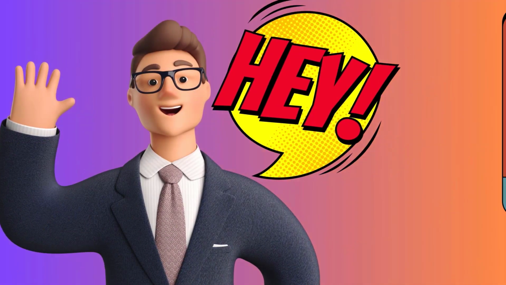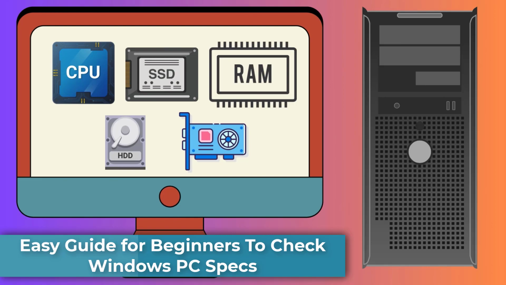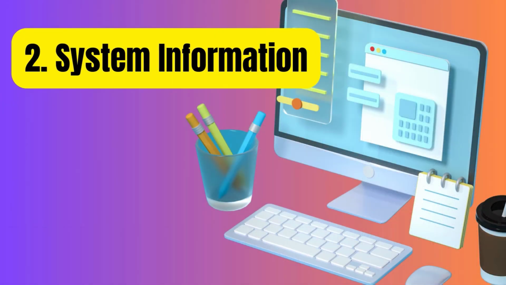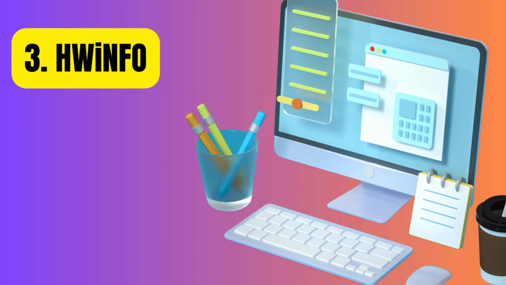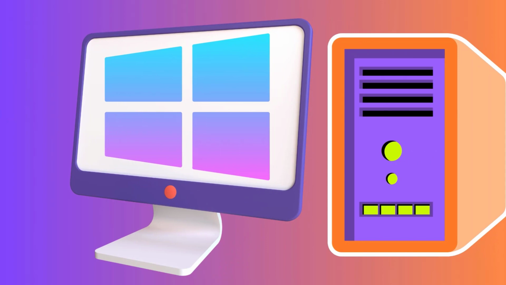Hey there! Today, we will show you how to know more about your Windows PC specs. This can be done by using About PC, by using System Information, or by using a third-party app called HWInfo. So, let's dive into the easy guide on how to check your Windows PC specs.